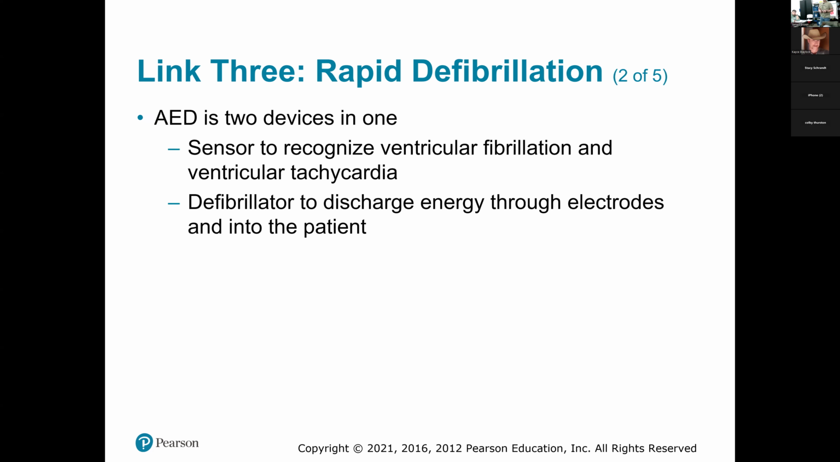AED is 2 devices in one. It has a sensor that recognizes those 2 rhythms. And then once it recognizes them, it'll automatically charge itself to a preset rate. So depending on whether it's biphasic or monophasic, will depend on what that shock is.